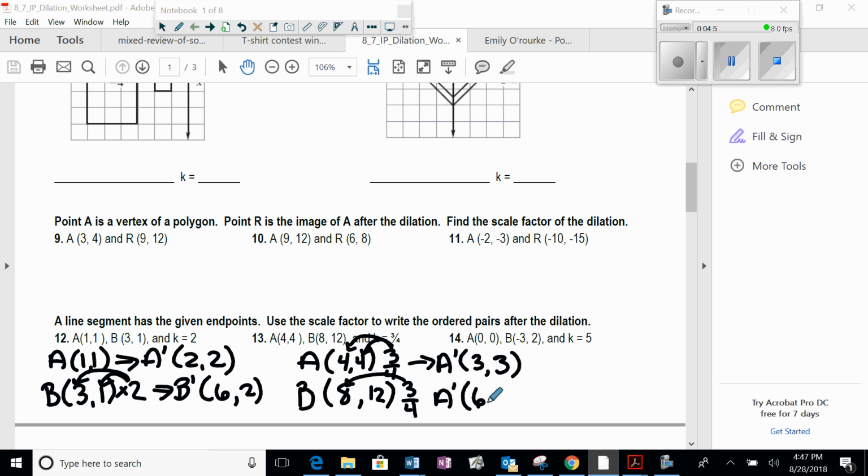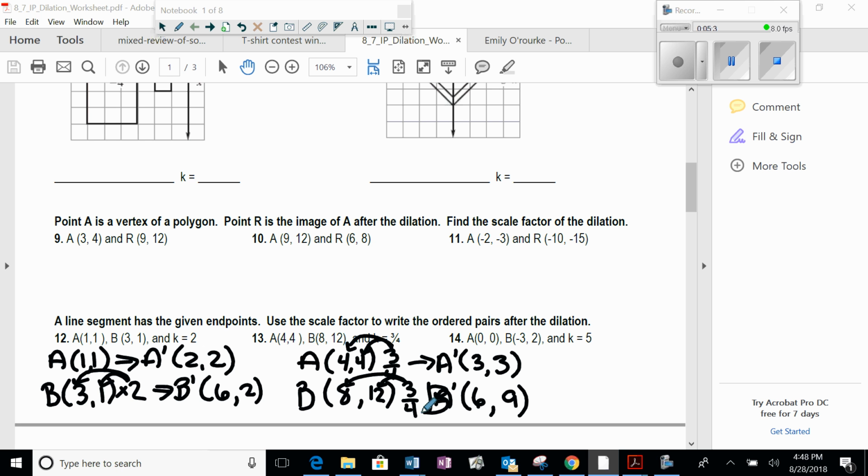So I'm going to do that again. 3 times 8 is 24. 24 divided by 4 is 6. Or you can just plug it in your calculator. 3 times 12 is 36. Divided by 4. So 36 divided by 4 is 9. I'm sorry, that was B prime. So B prime is 6, 9, and A prime is 3, 3.